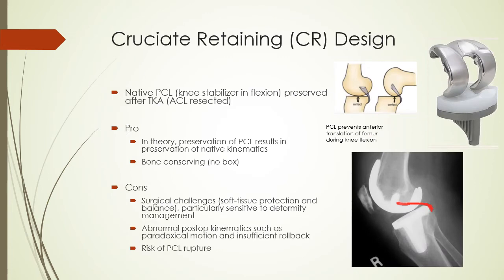Moving on to CR design, as we can see from the name, is cruciate retaining, so it's retaining the native PCL. ACL is always resected. In this particular design, once you see from the image, you will notice it does not have a box. It certainly does not have a cam post, and it also has a cutoff to leave room for the PCL. In theory, preserving the PCL will result in preservation of native mechanics and kinematics. So that's basically where it came from to have this type of design, and it's bone conserving.